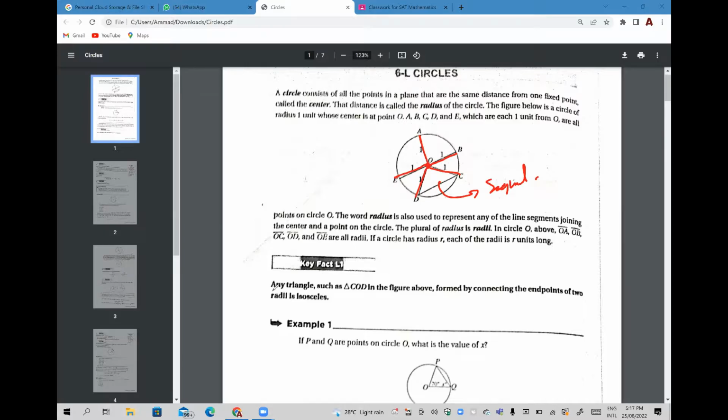Key fact 1 states that any triangle, such as triangle COD in the figure above, formed by connecting the endpoints of two radii, is an isosceles triangle. If you connect two radii, they're going to have the same length. So technically, the triangle would always be an isosceles triangle.